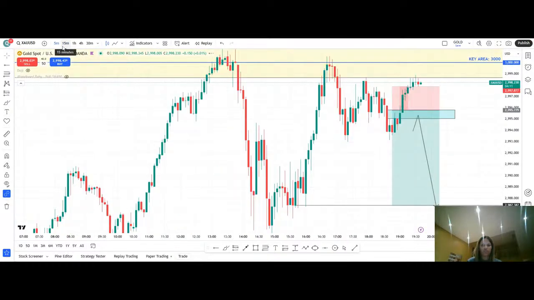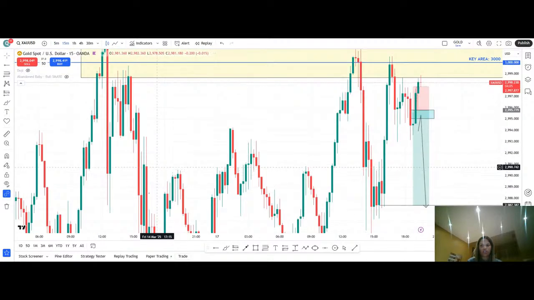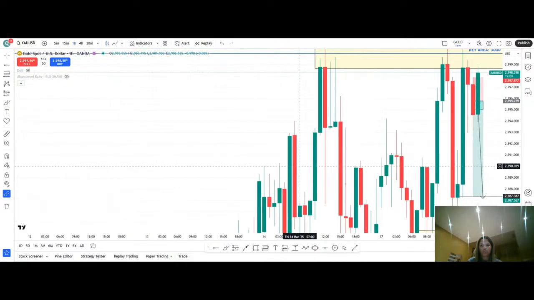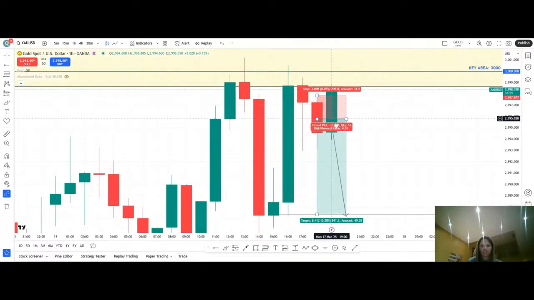Look at that 5 minute candle. Okay, after this, it's almost 8 o'clock. Then we will see on the 1 hour also. You see where this 1 hour candle closes.